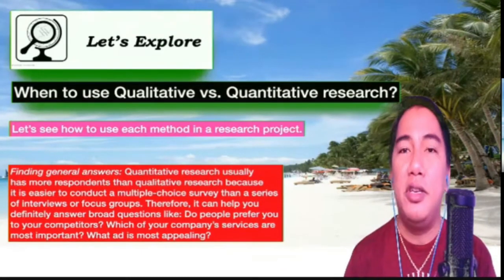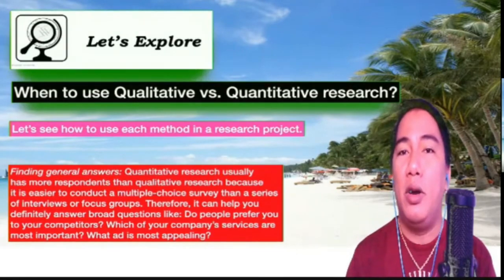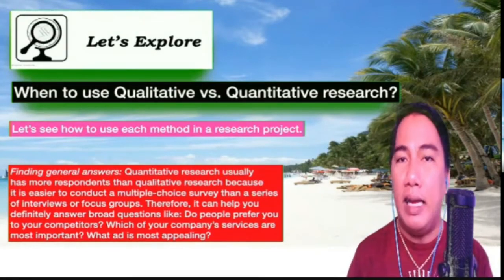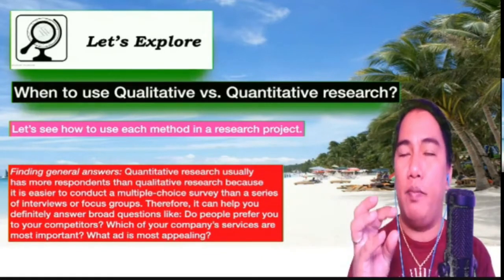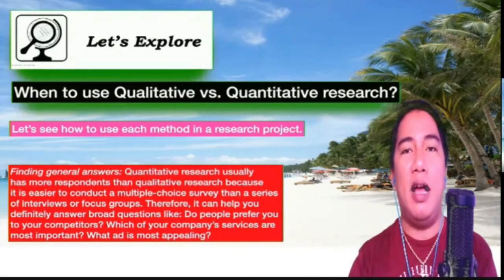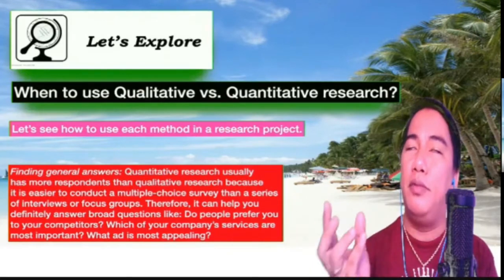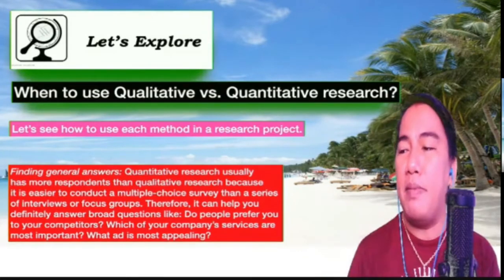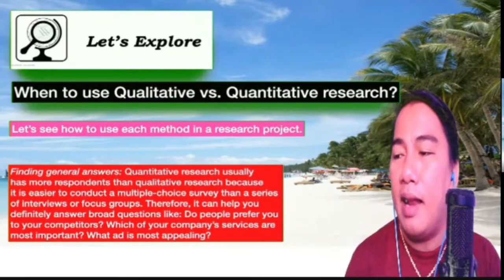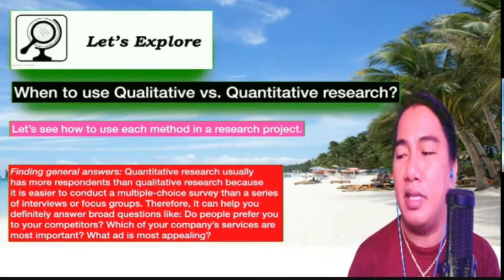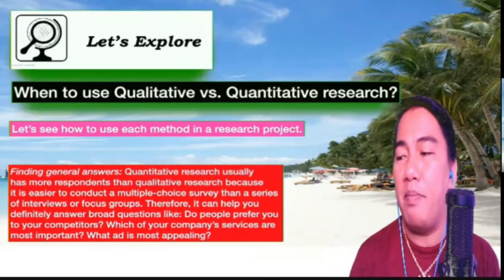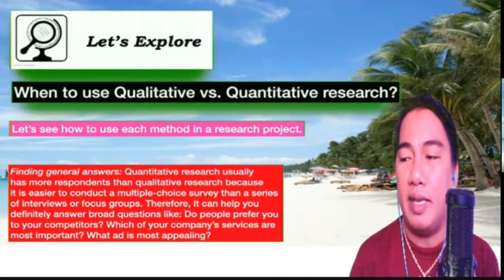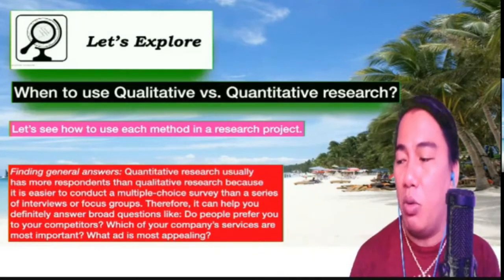Now, your sample for this semester, you will try to know if they agree on the opinion of those you interviewed last semester. Therefore, it can help you definitely answer broad questions like, do people prefer you to your competitors, or which of your company's services are most important? What advertisement is most appealing?